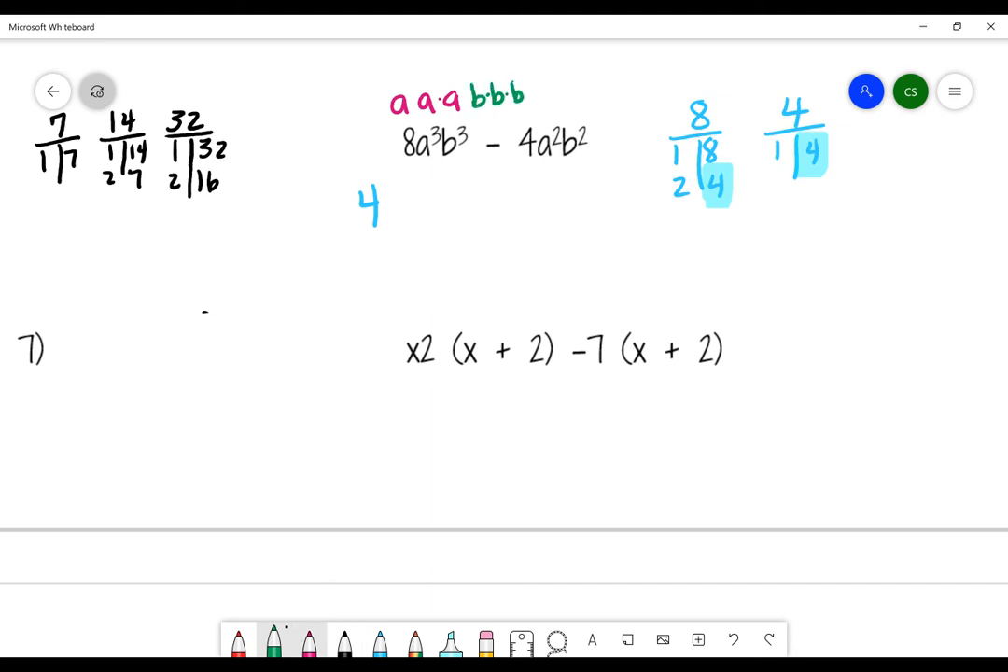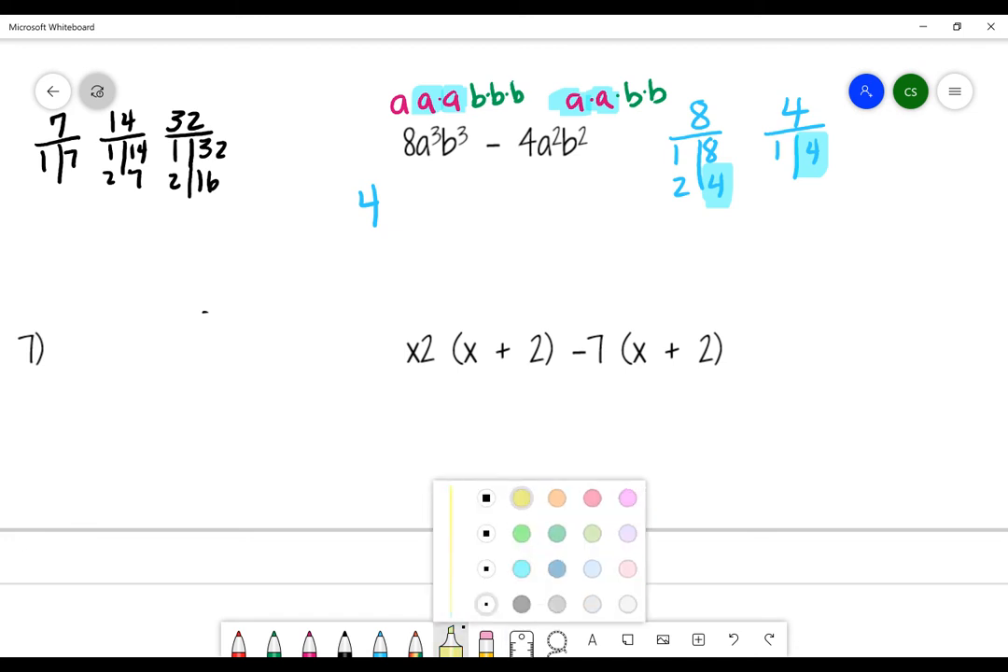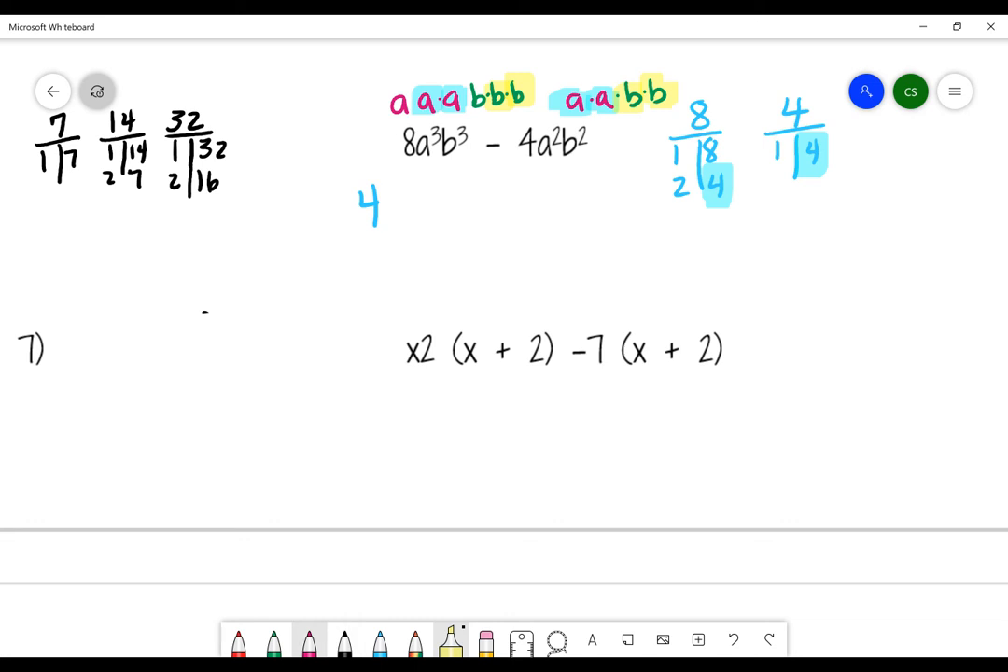Well, what about my second term? It has 2 A's and 2 B's. Well, how many A's, how many B's does it share? So they share 2 A's and they share 2 B's. So I can also pull out 2 A's and 2 B's. Well, when I factor that out, what does it leave behind?